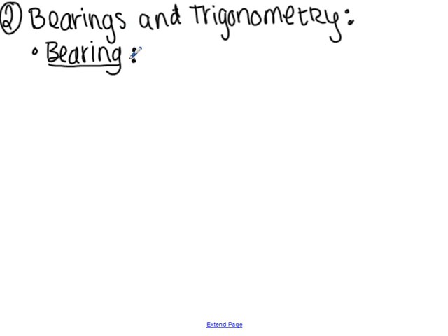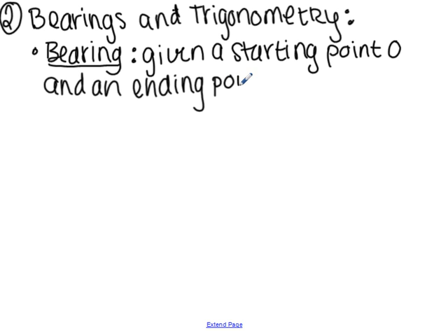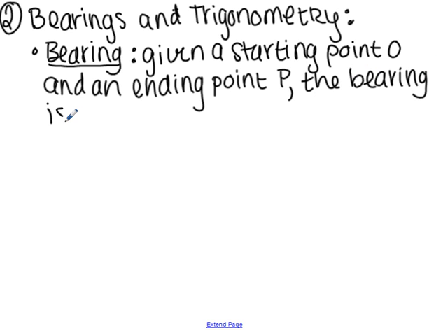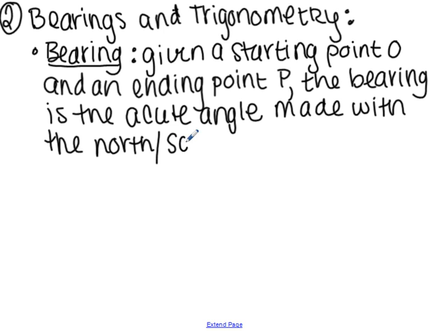A bearing is if we're given a starting point, and I'm going to call it O, and an ending point, I'm going to call it P. The bearing is the acute angle made with the north-south line, measured in degrees.